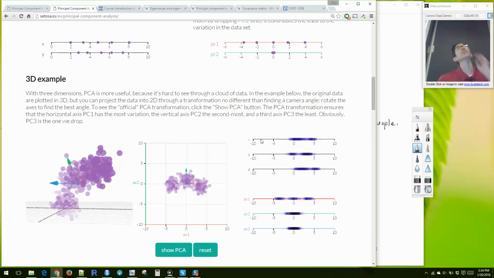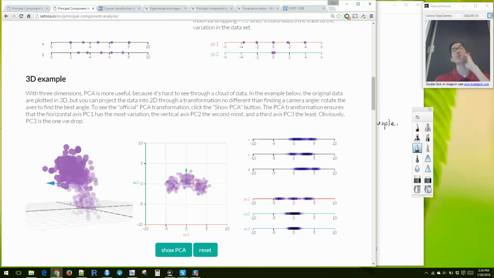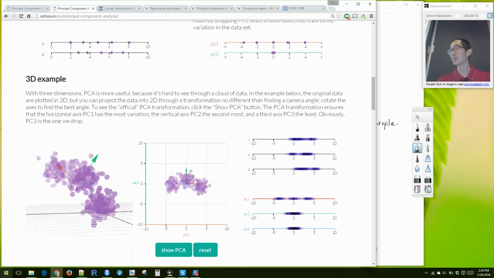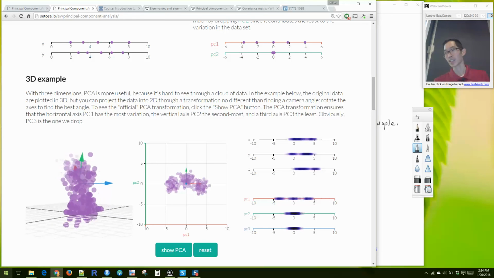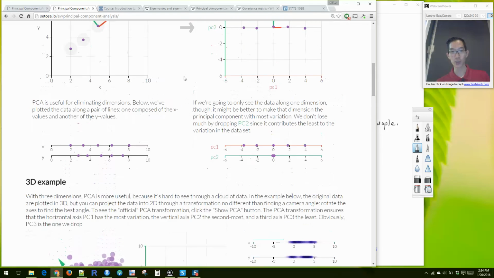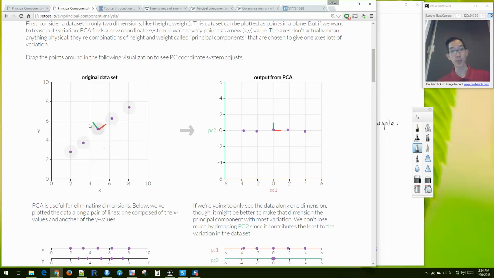When it comes to three-dimensional data, it ends up being pure rotation. And also with two-dimensional data, just because the principal components have to be orthogonal to each other, it ends up just kind of being this rotational thing going on.